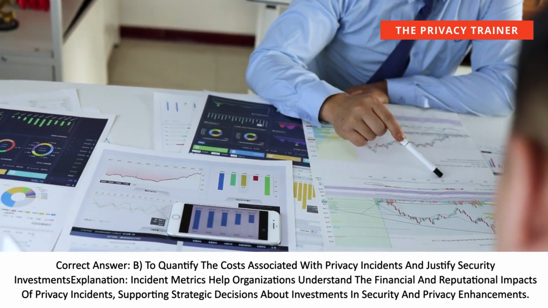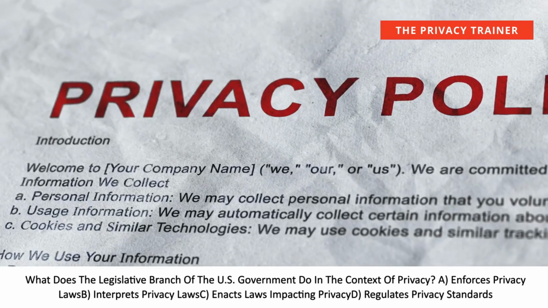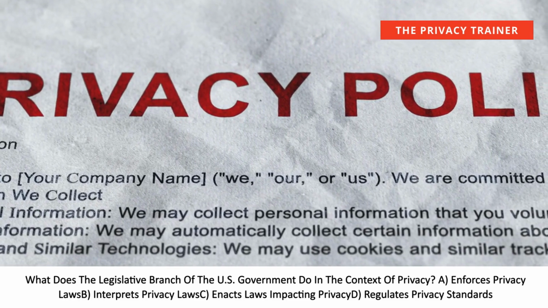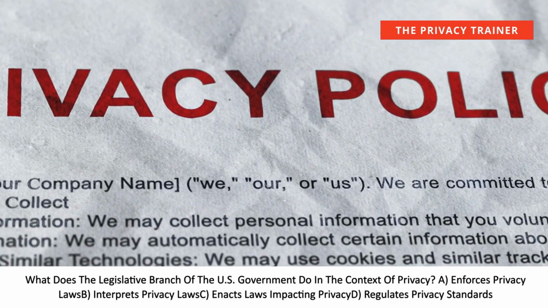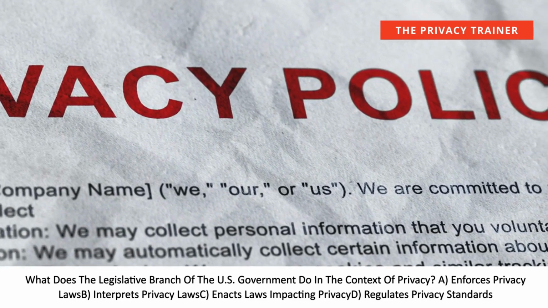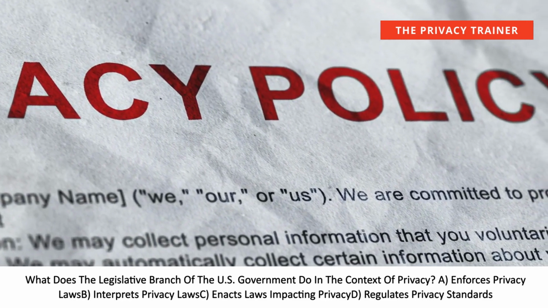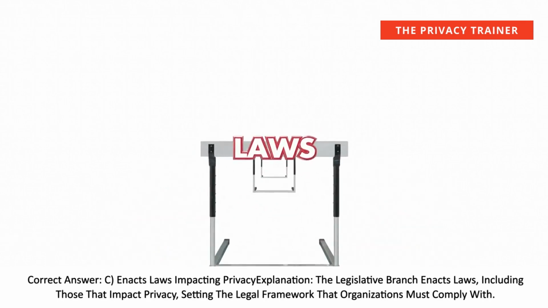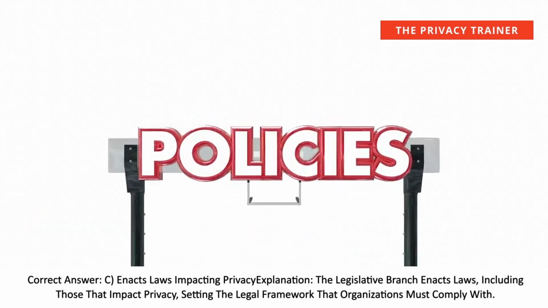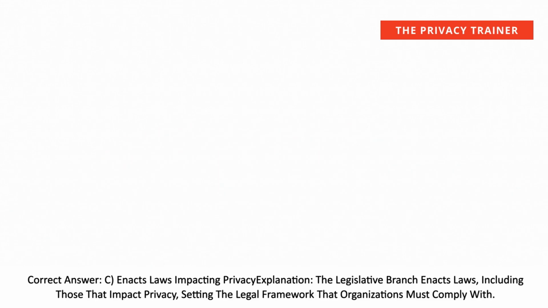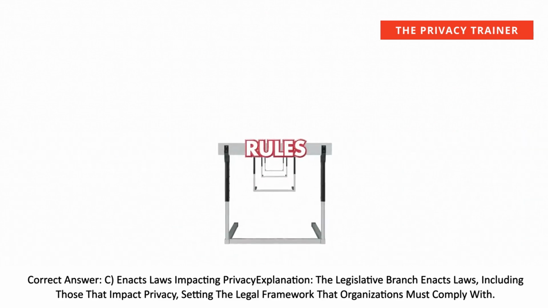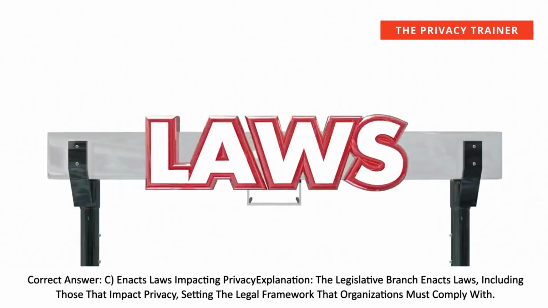security and privacy enhancements. What does the legislative branch of the U.S. government do in the context of privacy? A. Enforces privacy laws. B. Interprets privacy laws. C. Enacts laws impacting privacy. D. Regulates privacy standards. Correct answer, C. Enacts laws impacting privacy. Explanation. The legislative branch enacts laws, including those that impact privacy, setting the legal framework that organizations must comply with.